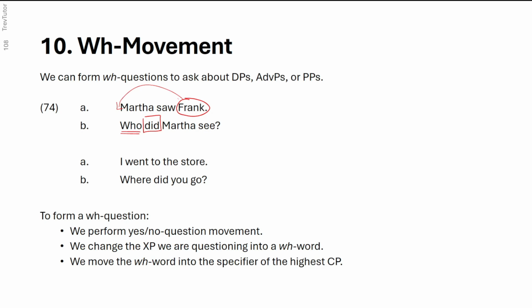Or in the case of "I went to the store," we could be asking, well, where did you go? So again, "to the store" is turning into a WH word going up front, but we also see "did" appearing before the subject as well. So to form a WH question, first we're going to form a yes-no question with movement. We're going to change whatever phrase we're asking about into a WH word, and then we're going to move that WH word into the specifier of the highest CP.